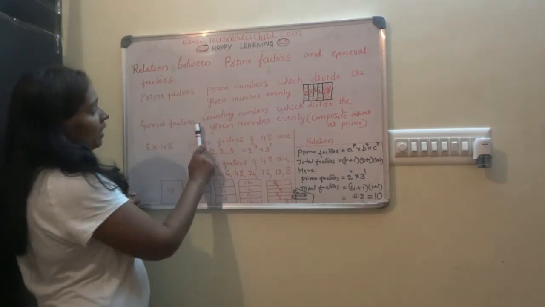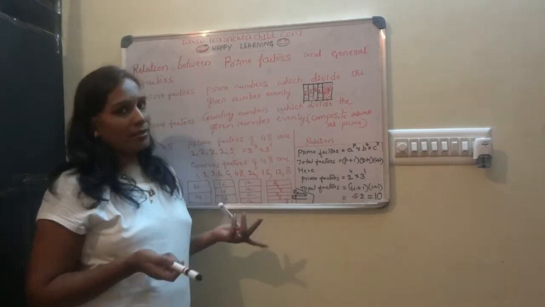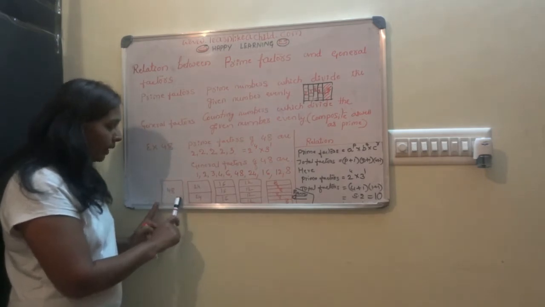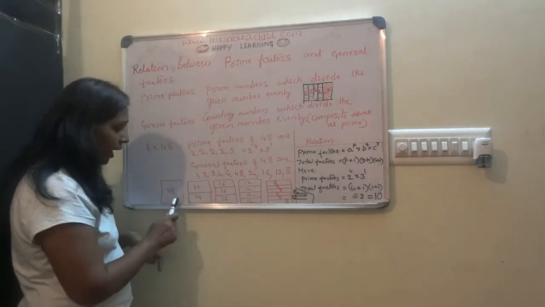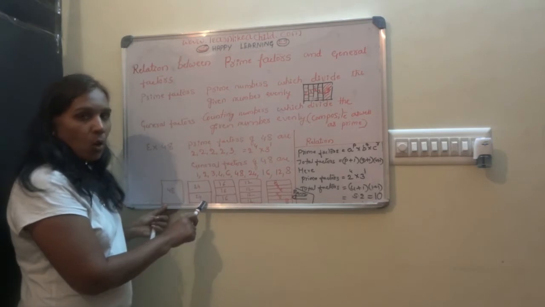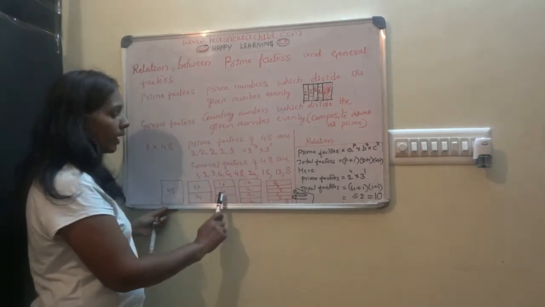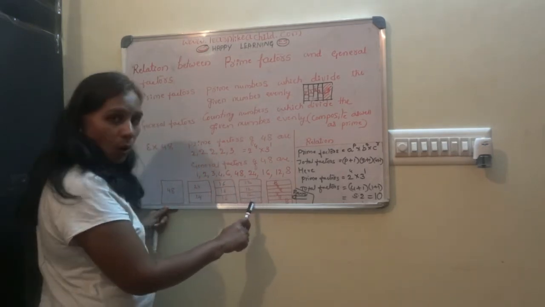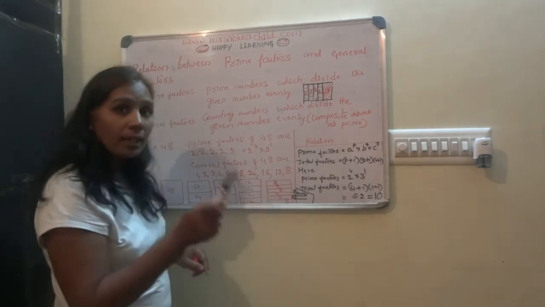General factors are counting numbers which divide the given number evenly. Those numbers may be composite numbers as well as prime numbers. So here I have taken the whole and this whole can be divided into 1 part, or we can divide it into 48 pieces. Similarly, this whole can be divided into 2 parts, or into 24 parts. In the same way, the next whole can be divided into 3 parts or 16 parts, and this one into 4 parts or 12 parts. Lastly, this whole can be divided into 6 parts or 8 parts.